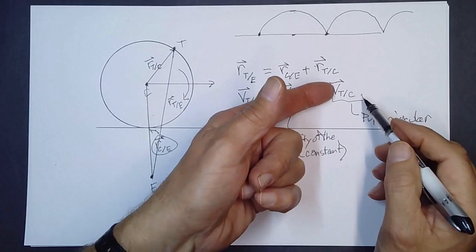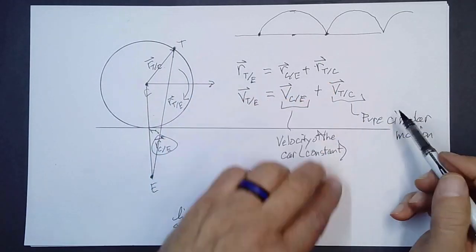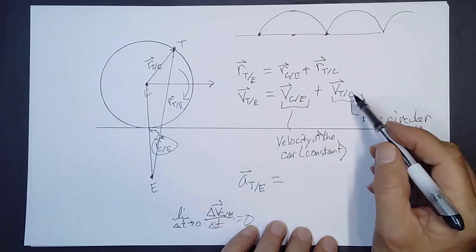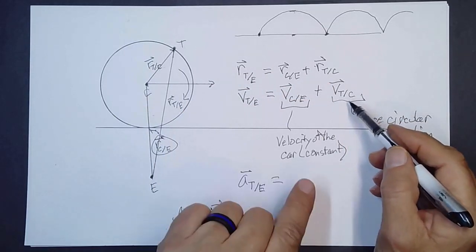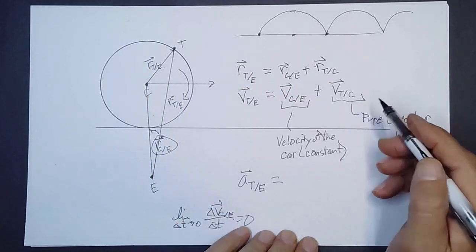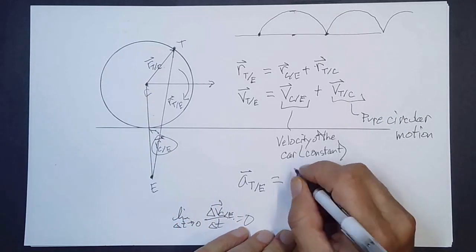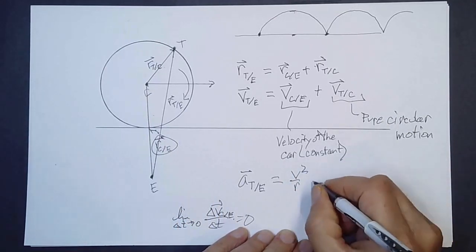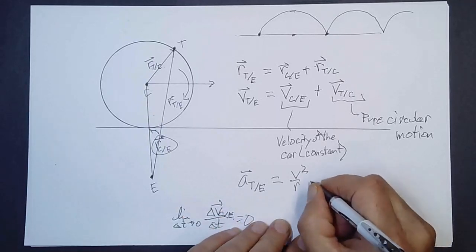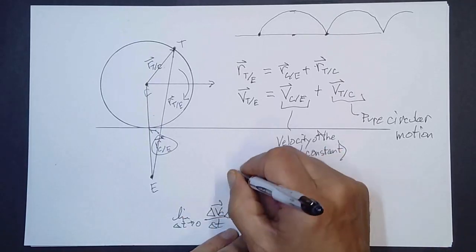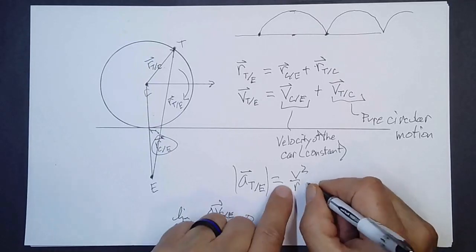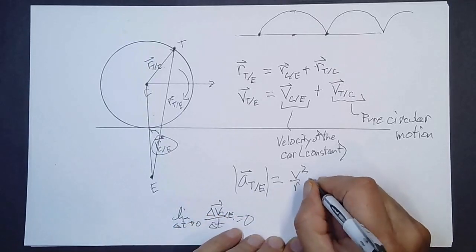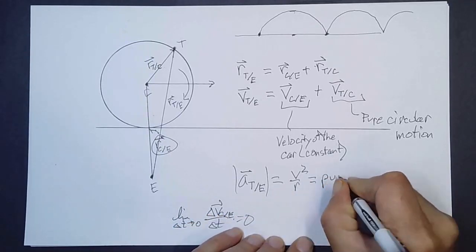This is the only thing we have. And this is pure circular motion. It doesn't change in magnitude, but it does in direction. And that's what comes out to be the v squared over r. And it's constantly changing. But if I figure out the magnitude of it, that's what it will be, and that's the purely centripetal acceleration.